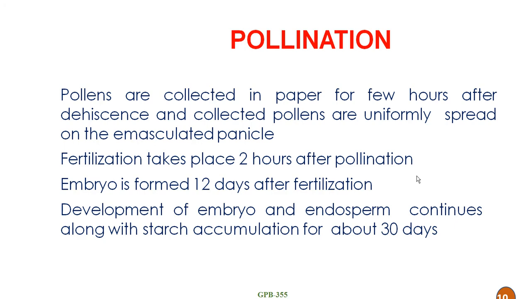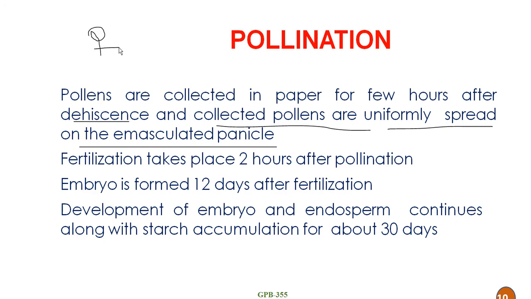For these pollinations, the pollens are collected in paper for a few hours after the dehiscence from the male parent, and collected pollens are uniformly spread on the emasculated panicle of the female parent. So this is the crossing between the emasculated female line with the pollen from the male parent. So the progeny derived is F1, which is the hybrid seed.